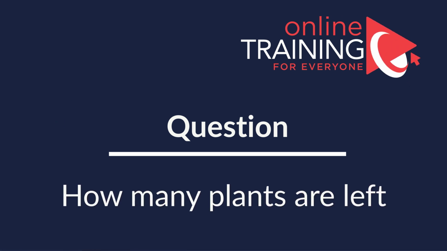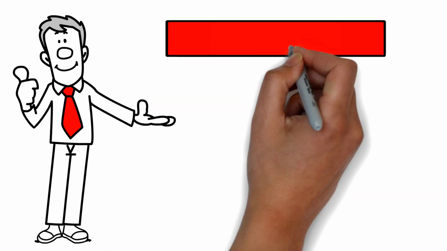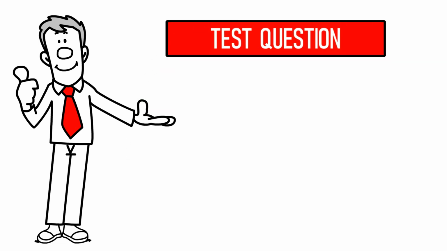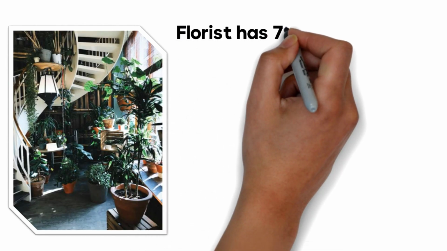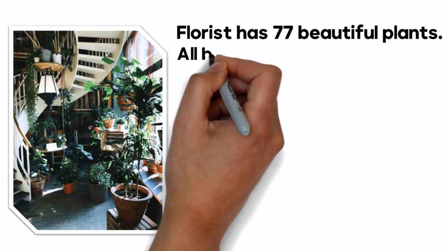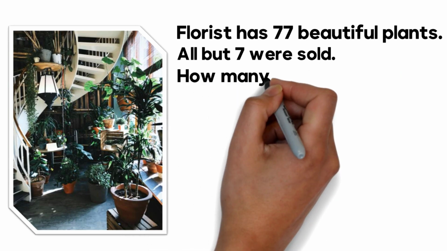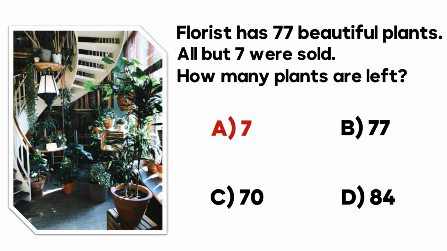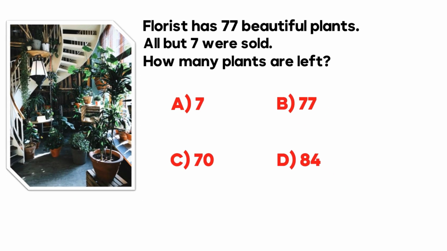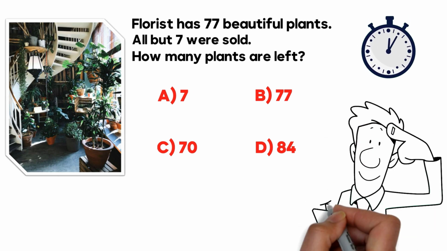I am very excited to present you with a simple but at the same time very tricky question, which tests your math skills as well as attention to details. A florist has 77 beautiful plants. All but 7 were sold. How many plants are left? You have 4 different choices. Choice A, 7. Choice B, 77. Choice C, 70. And choice D, 84. Do you think you know the answer? Let's continue to see how we can get to the correct solution together.